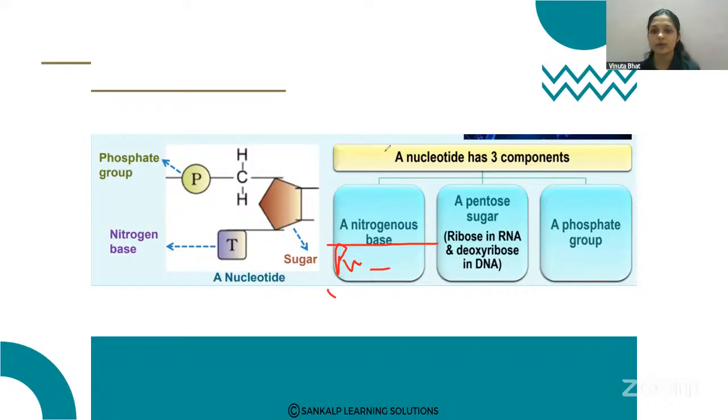So that forms the nucleotide. A nucleotide joins continuously, more nucleotides join together and form the polynucleotide chain.